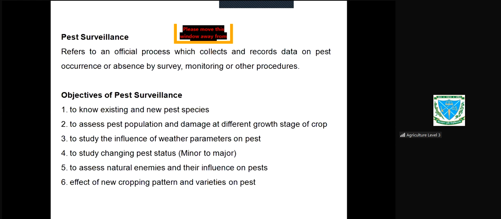How can we know it? By survey we can do it, by monitoring and other procedures if available. So this is called pest surveillance. Objectives of the pest surveillance. Why will we go for surveillance?